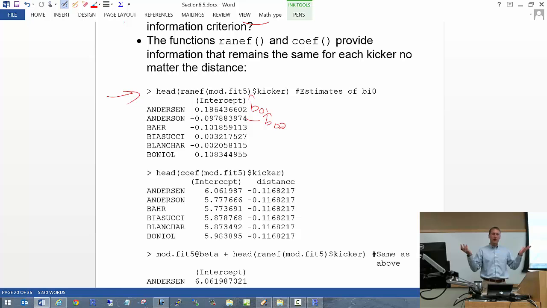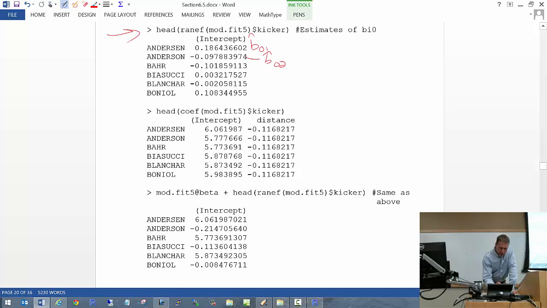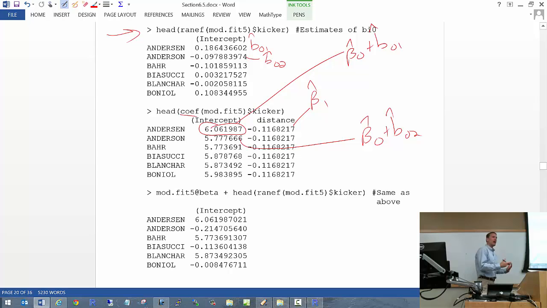Now also, there's a function in R called coef, for coefficients. What that does is extract all the beta hats, and this part right here is beta hat 0 plus B01 hat, beta hat 0 plus B02 hat, and so on. Because essentially this intercept is changing for every single individual. And I do some additional code there to help emphasize that this actually did occur.